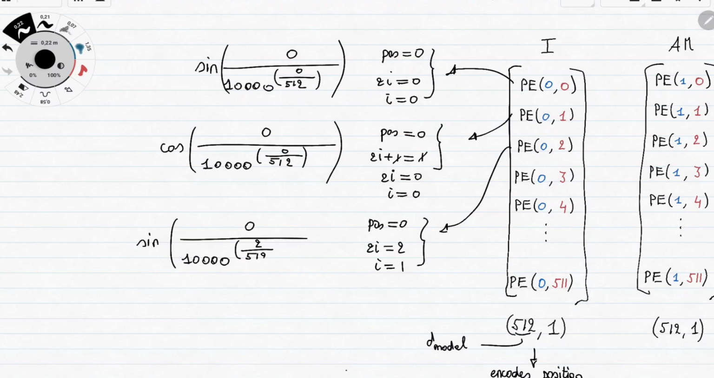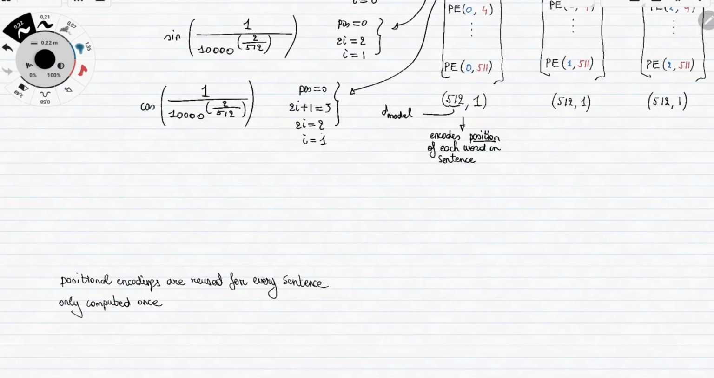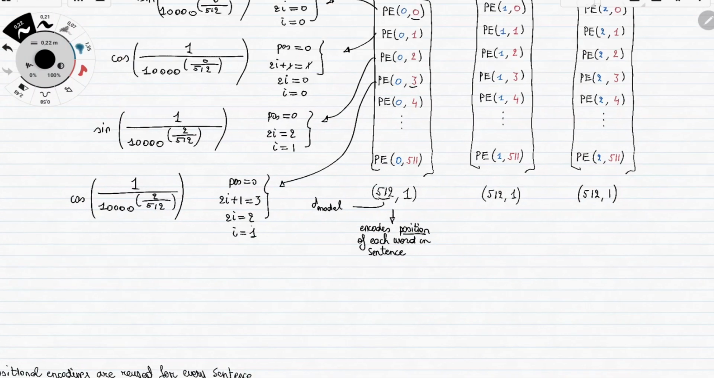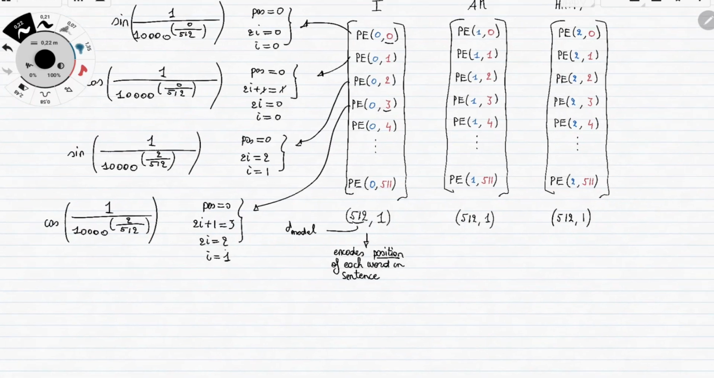Divided by 512. Also important to keep in mind is that the positional encodings are reused for every sentence. So every first word in a sentence gets the same vector, every second word also gets the same vector, etc.